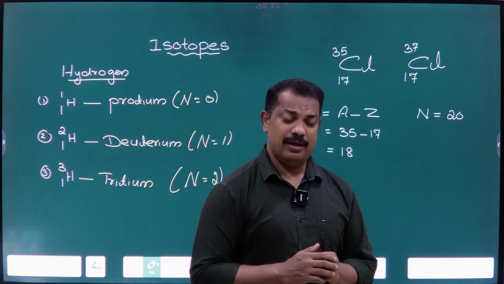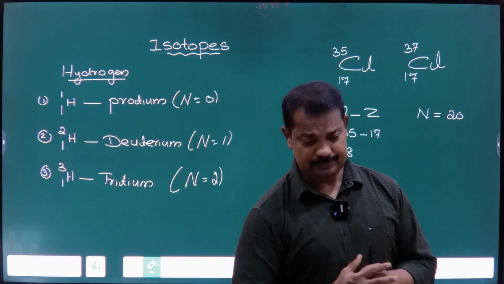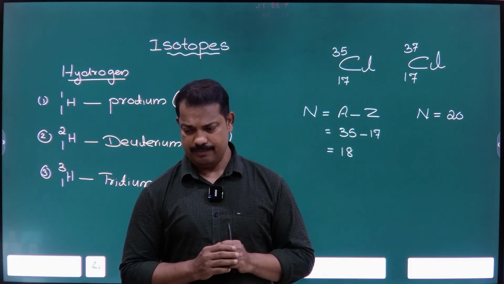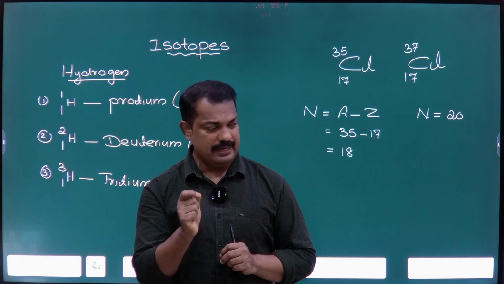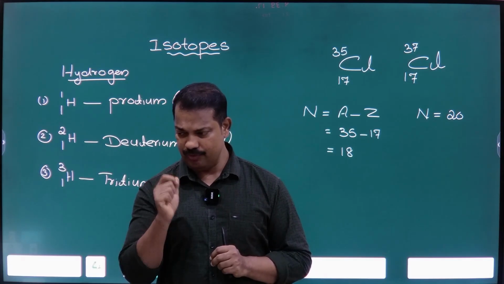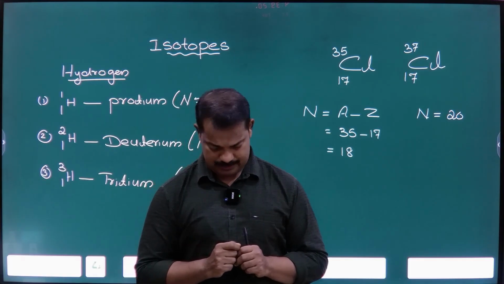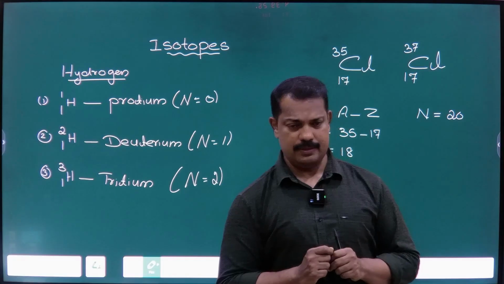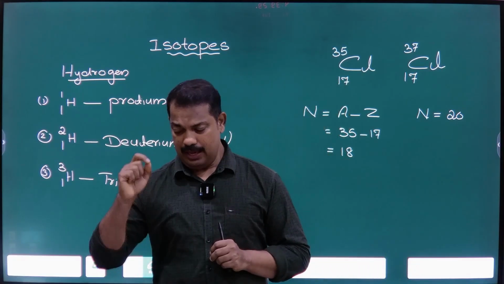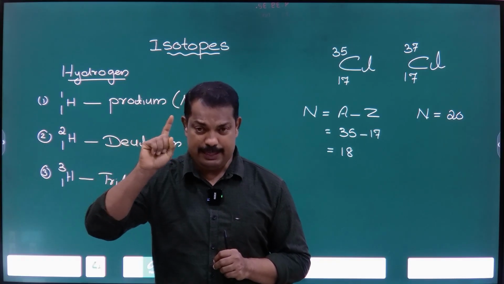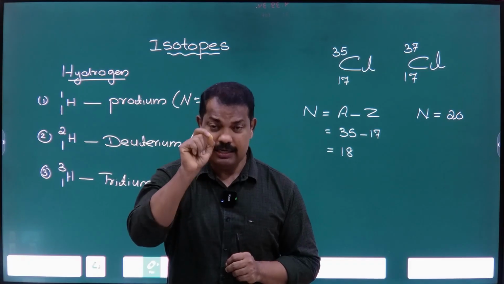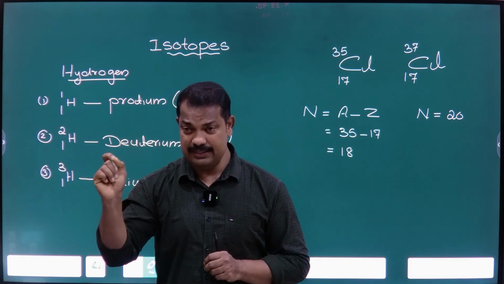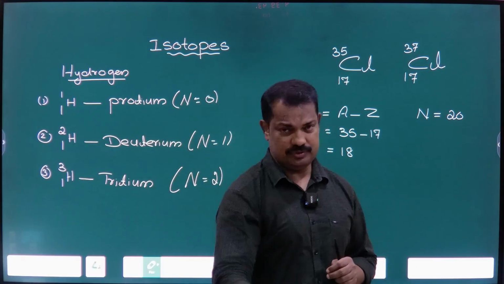Why do isotopes of elements show similar chemical properties? Isotopes of the same element show similar chemical properties because their electronic configuration is identical. All the isotopes of an element have identical electronic configuration containing the same number of valence electrons. Therefore, they show similar chemical properties.